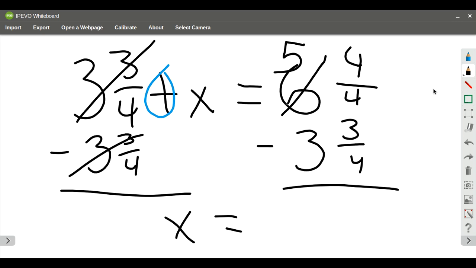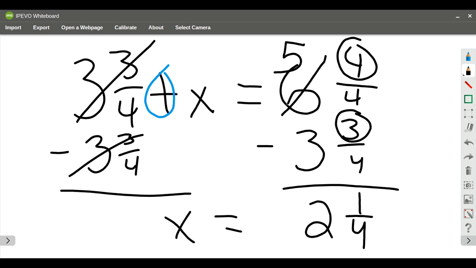Now I'm simply going to subtract my numerators. 4 subtract 3 is going to be 1/4. 5 subtract 3 is going to be 2. So we have x is equal to 2 and 1/4. Great, solved the problem. I can move on.